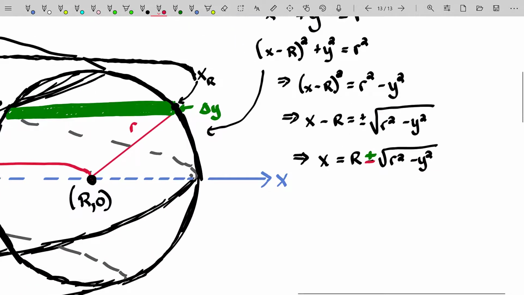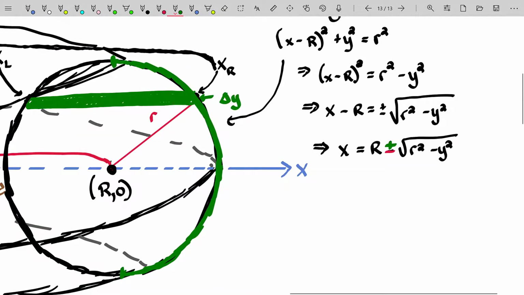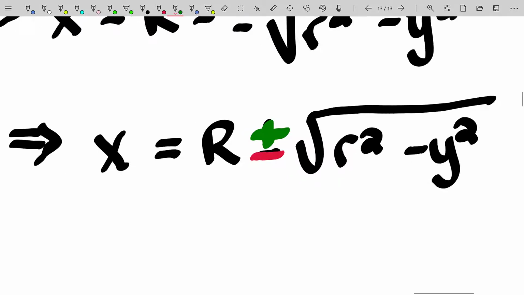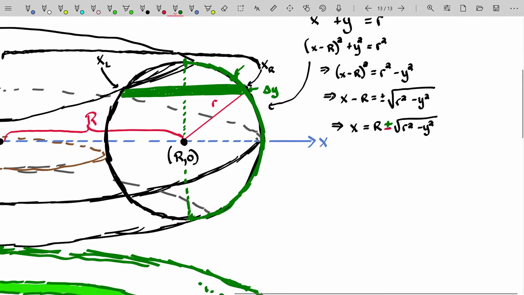If I am on this edge right here, notice all the x values on that half of the circle start at capital R, or near enough to it, I suppose. They start at capital R, and then they increase from there. For example, the x value associated with that point right there is going to be slightly larger than capital R, because capital R is the center of the circle. So I highlighted that edge green because it's associated with the capital R plus square root of little r squared minus little y squared.